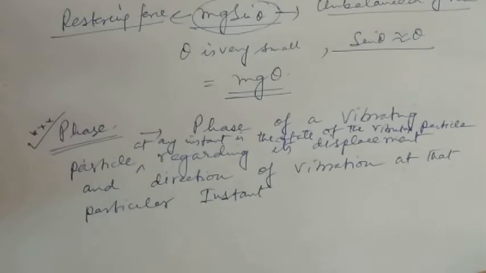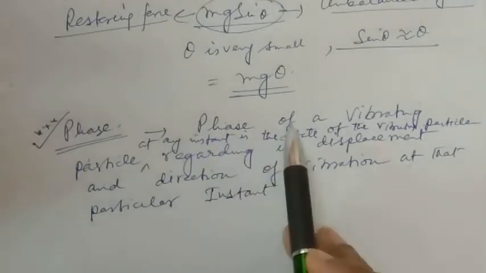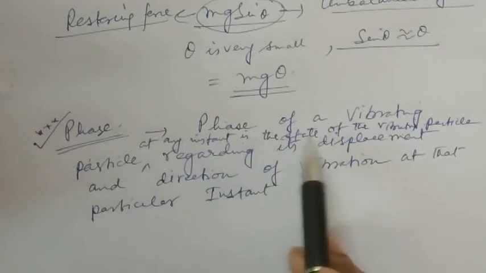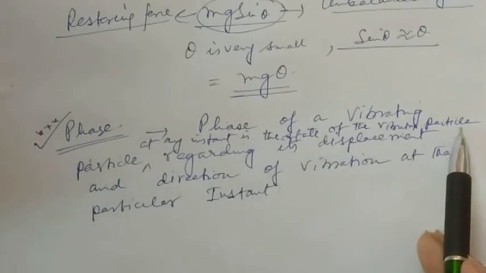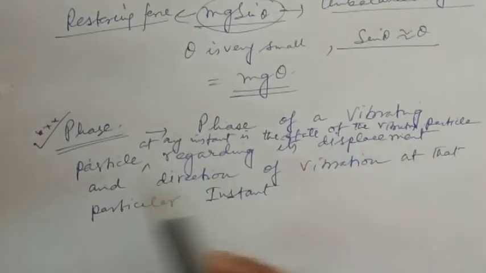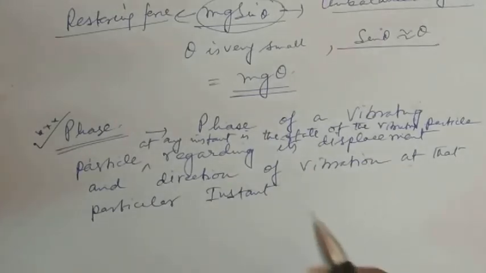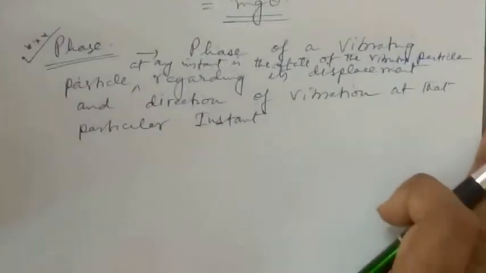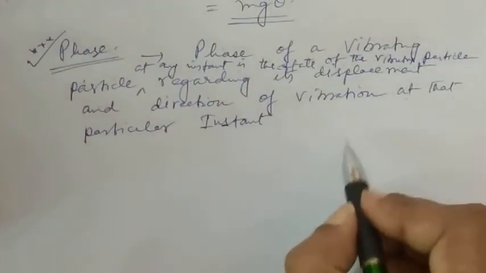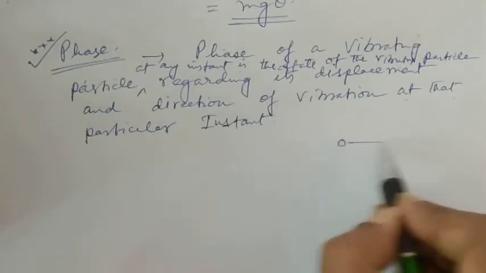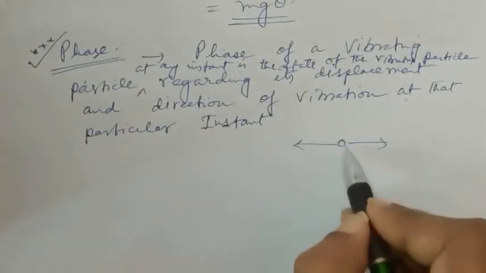I repeat the definition: phase of a vibrating particle at any instant is the state of the vibrating particle regarding its displacement and direction of vibration at that particular instant. That means the position of the particle at any instant of time. Now if we take one simple example, the particle moving in this fashion, to and fro motion.